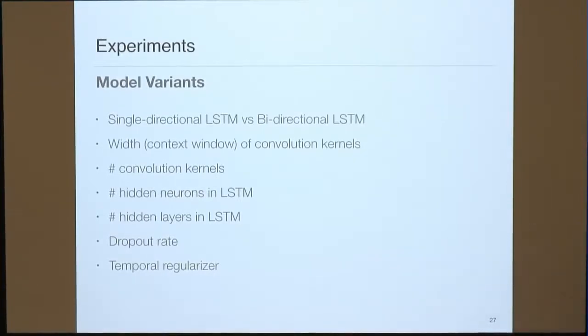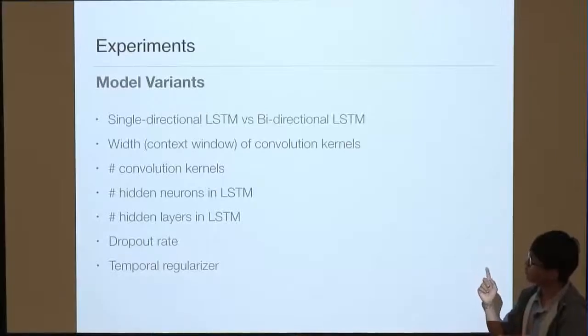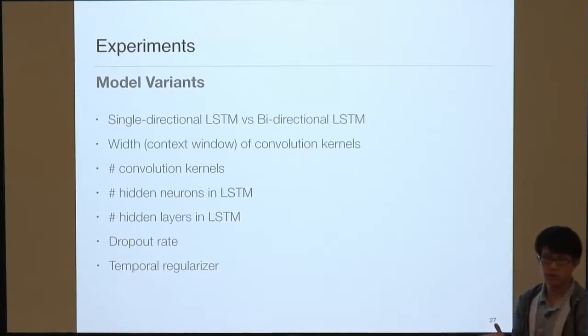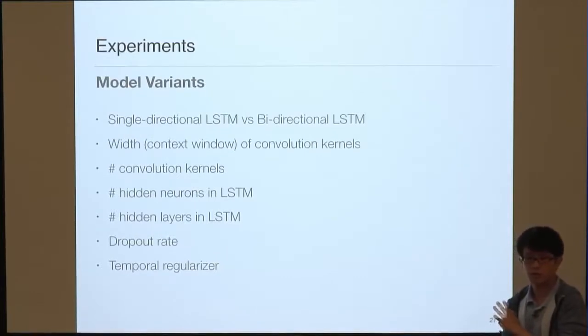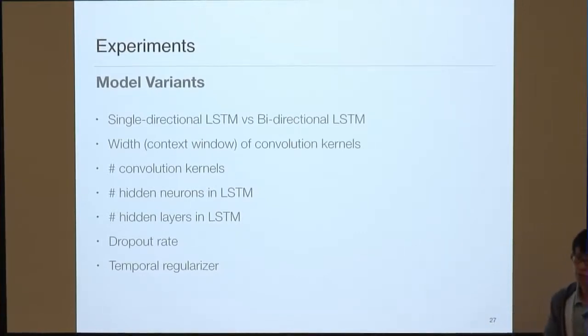The first factor we are going to investigate is whether there's a big difference between using a single directional LSTM or a bidirectional LSTM. Why this factor is important in practice is that if we decide to use a bidirectional LSTM, the system is going to be offline, which means we need to first collect all the utterance, and then after we obtain the utterance, we can apply our model. But if we have the single directional LSTM, the system can be deployed in an online fashion, which means once we see a new frame, we can immediately output the corresponding clean frame.